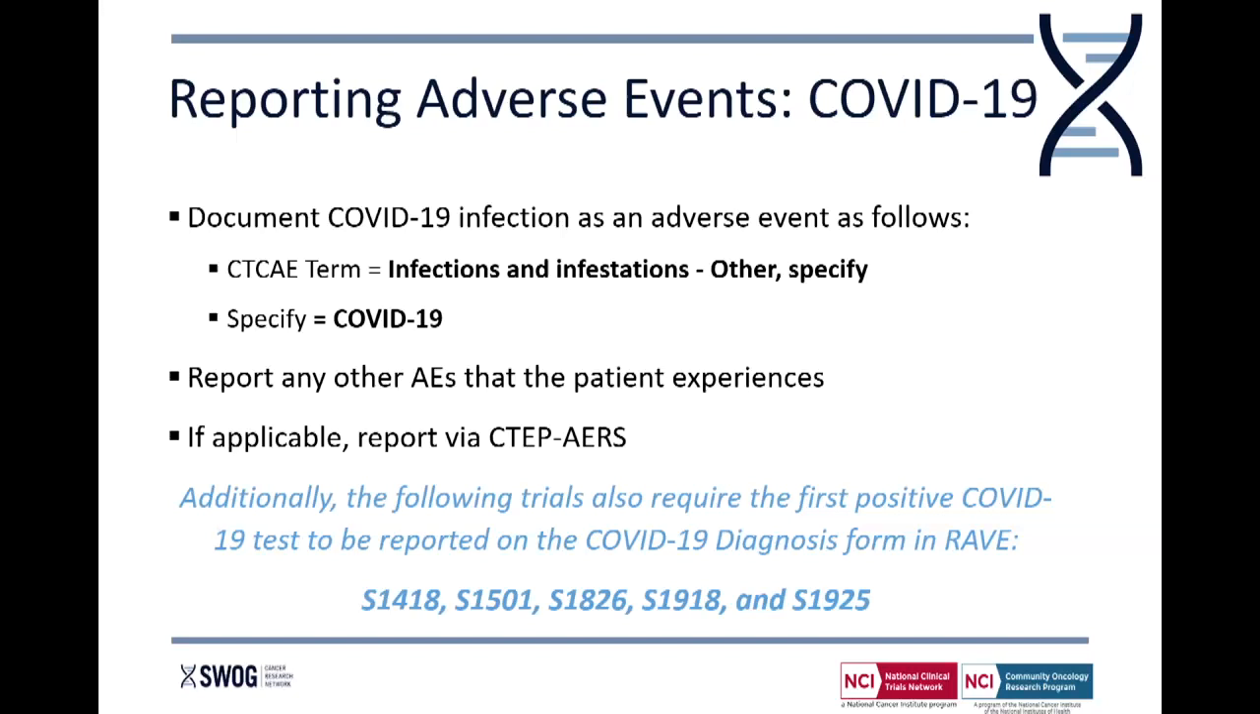Any other AEs the patient experienced must also be reported, such as dyspnea or acute respiratory distress syndrome, and SAEs must be reported via CTEP errors as applicable. Some of you might recall at the height of the COVID-19 pandemic, all SWOG studies collected COVID-19 diagnosis data on the COVID-19 diagnosis and deviations form. As of June 2022, this requirement ended for most trials. However, the trials listed at the bottom of this slide continue to collect the first positive COVID-19 test on the COVID-19 diagnosis form, in addition to routine and expedited AE reporting.